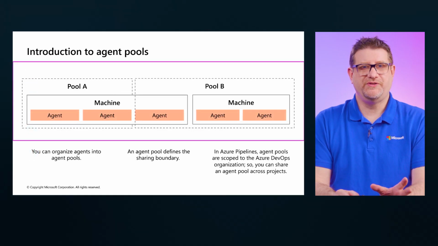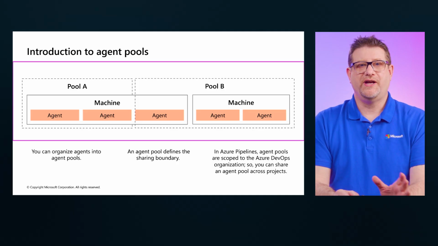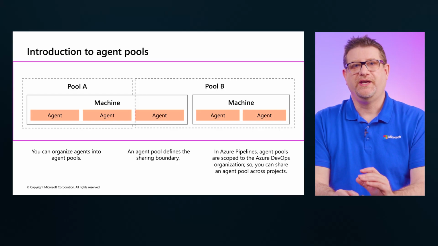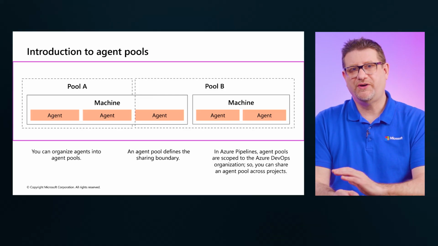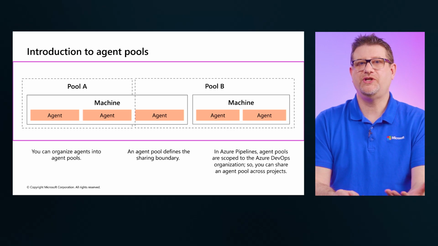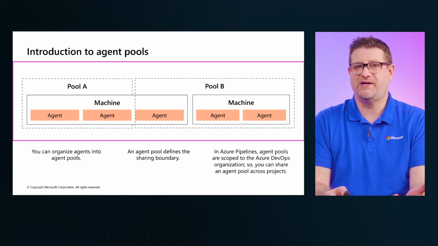Imagine you have a team of machines ready to help with building and deploying your code. You can organize these machines, called agents, into groups known as agent pools. An agent pool acts as a sharing boundary, letting us decide which projects can use which agents. This means you can efficiently allocate resources and avoid bottlenecks when multiple projects need to run jobs at the same time.